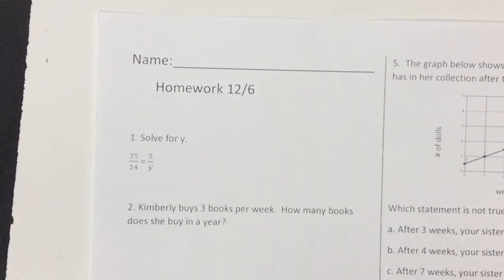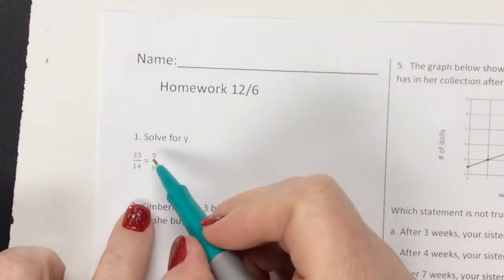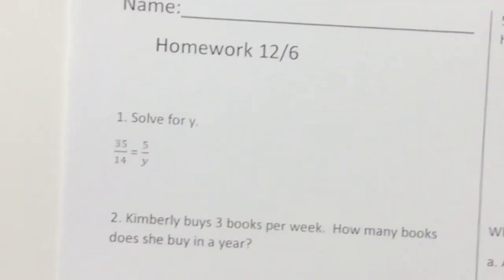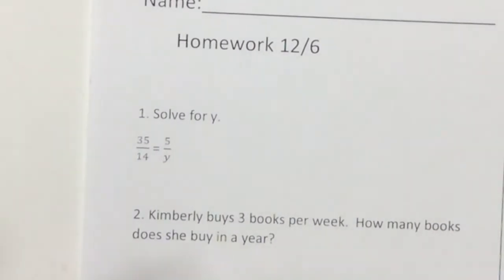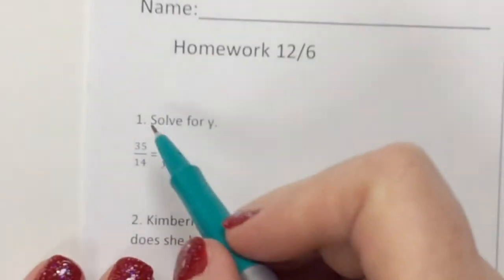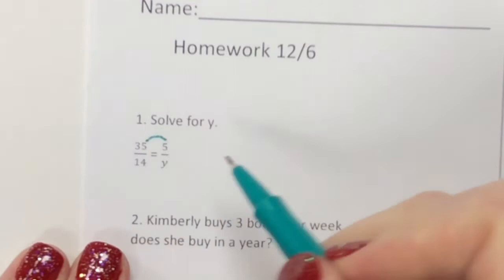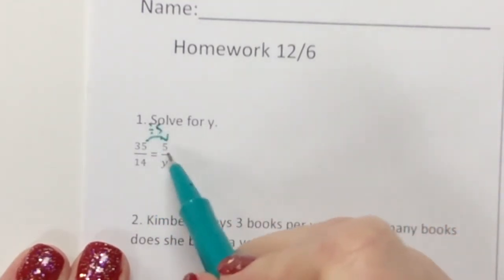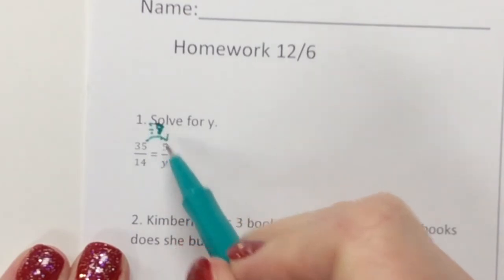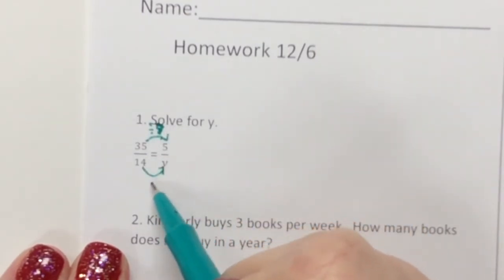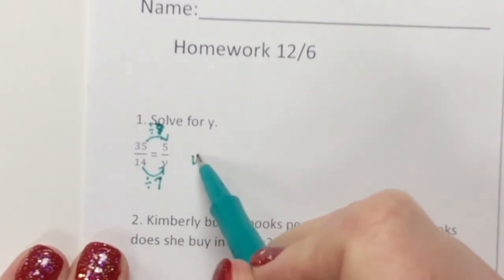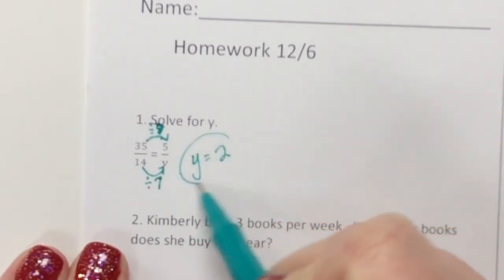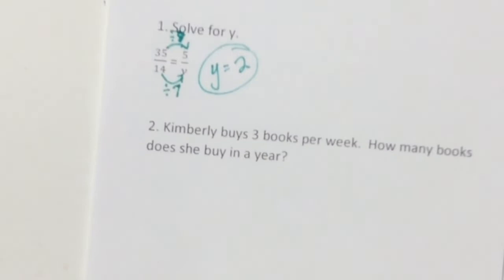So, first thing we're going to do here is look at this number. I know it's kind of small. We're going to look at the relationship between 35 and 5. How do I get from 35 to 5? I divide by 5. So, no, divide by 7, I'm sorry. So whatever I do to the top, I do to the bottom. So 14 divided by 7 is 2. So y equals 2. Okay?